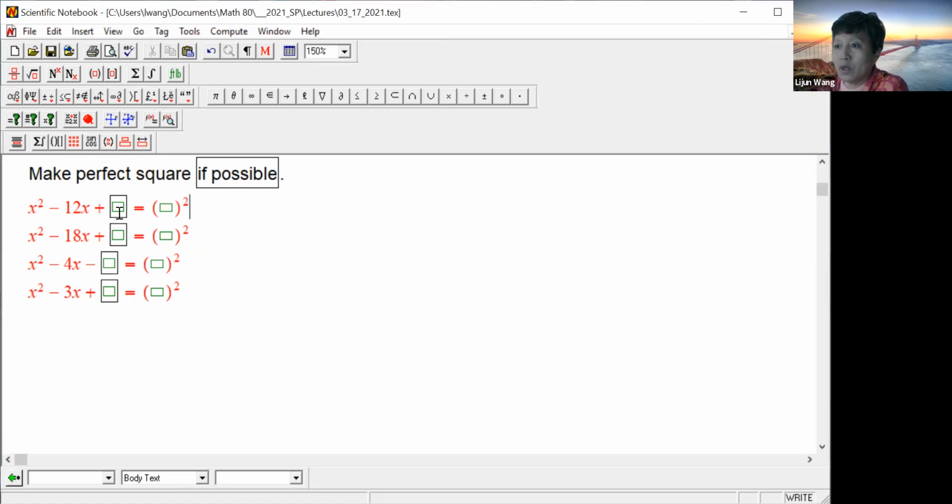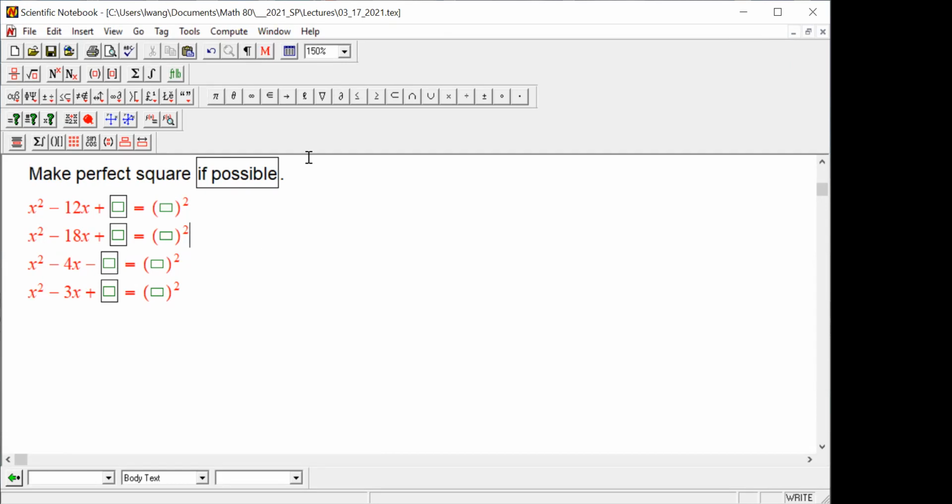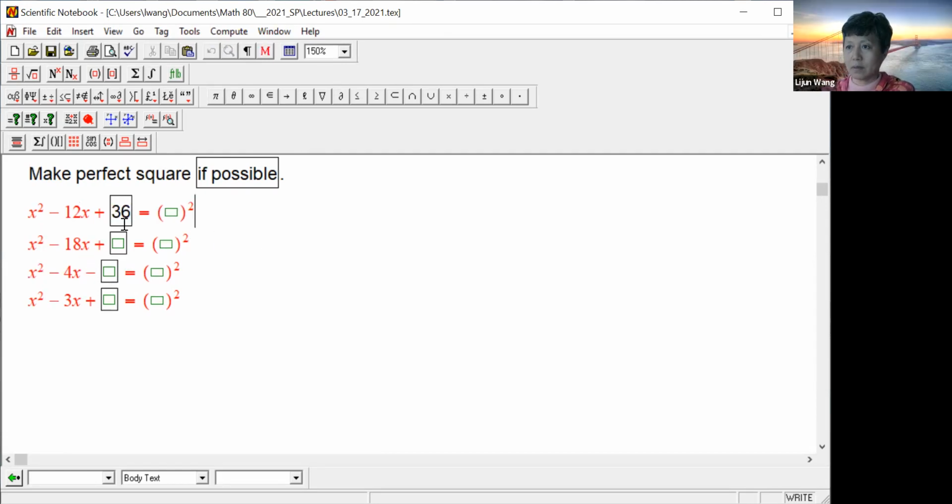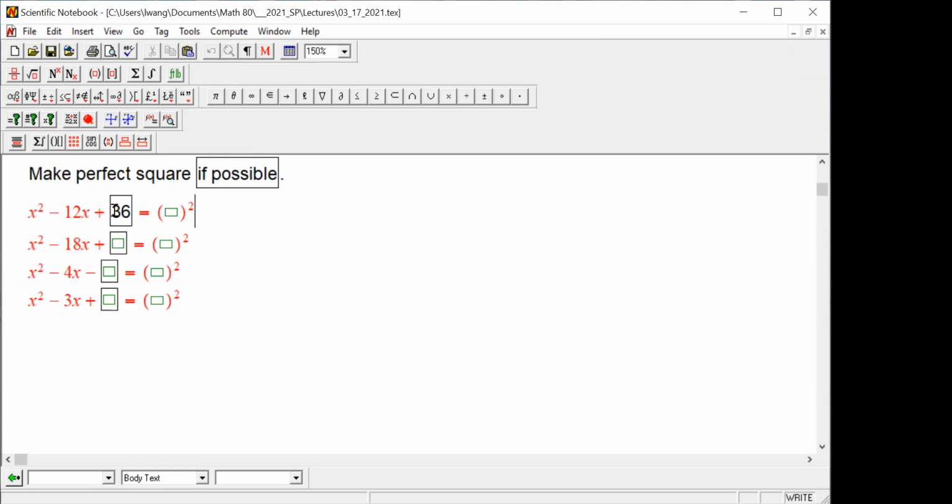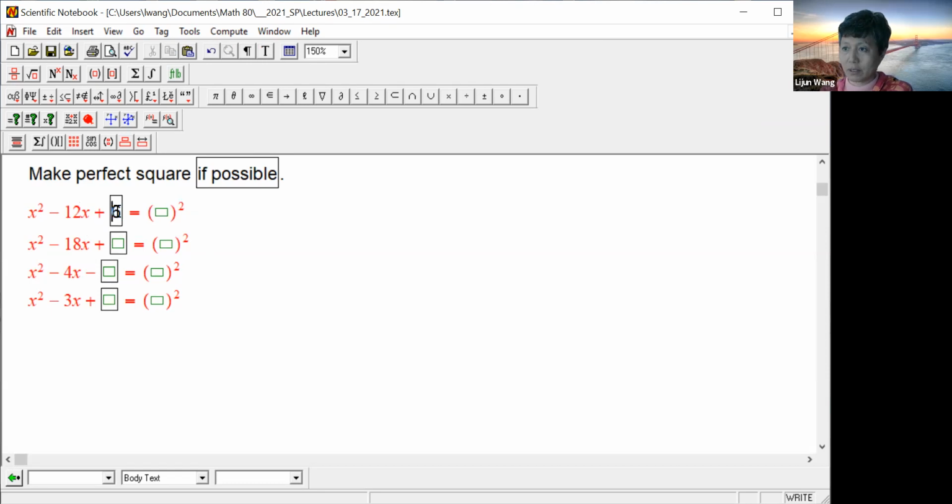All right, I'm back. What is the first number? Is it 36? 36, perfect. And what will be the perfect square on the other side? Half of 12 is 6. 6 squared is 36. Okay, so you can either put 36, or you can put 6 squared.